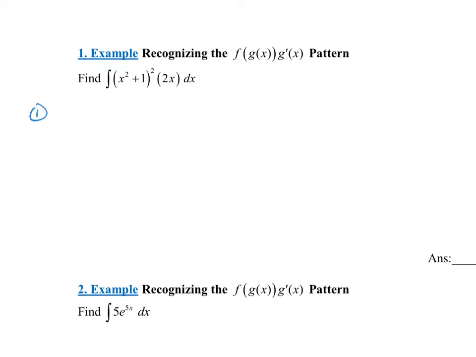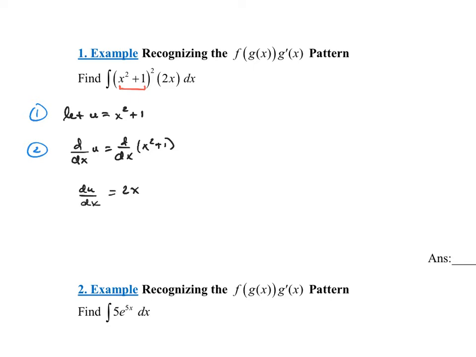So the process for U-substitution: first is select u. I'm going to let u be the inside of the function, whatever one is the higher power here. And so here I'm going to let u be x squared plus 1. Step 2 is you're going to differentiate u with respect to x, both sides. On the left-hand side, we have du dx. And on the right-hand side, the derivative of x squared plus 1 is simply 2x, right?